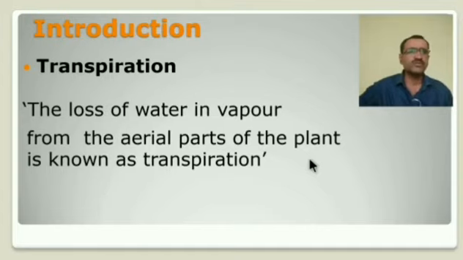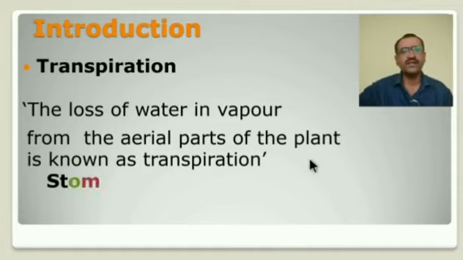When the atmospheric temperature increases, the water present in the plant body is converted into vapor form, and that vaporized water comes through the intercellular spaces toward the stomata, and through the stomata it evaporates into the atmosphere. That process is known as transpiration, as we saw in the last lecture.